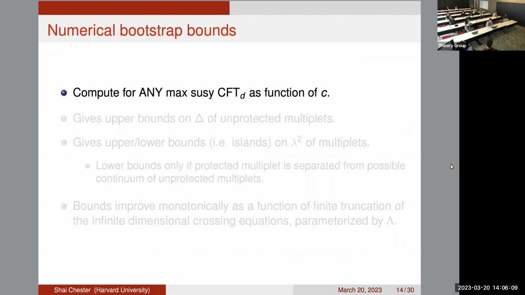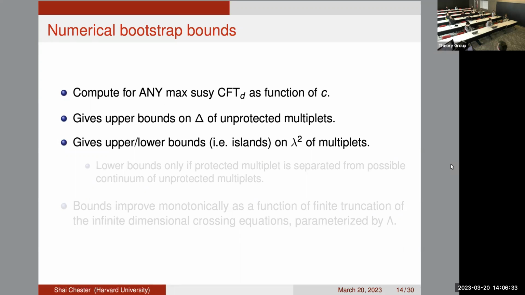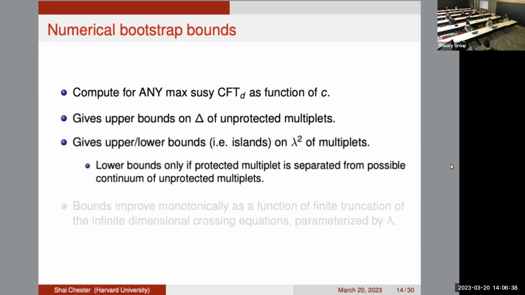Okay, so now we're going to transition from large N to finite N. So now we're talking about general finite N constraints applying to any theory. We don't make any assumption about the theory at all. So these numerical bootstrap bounds we can compute for any maximally supersymmetric CFT, as a function of C. And what it gives us is non-perturbative upper bounds on scaling dimensions of unprotected multiplets. We can also get both upper and lower bounds, i.e. islands, in the space of OPE coefficients squared of certain multiplets. In particular, we can get the upper bounds in general, and we can only get the lower bounds if the protected multiplet we look at is separated from the continuum of unprotected multiplets.